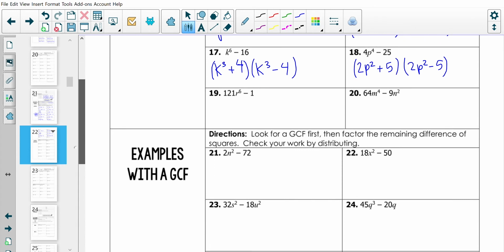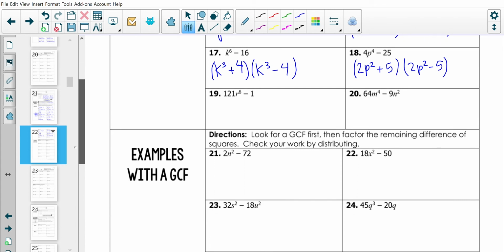Square root of 121 is 11. Remember, your r exponent would be 3. Square root of 1 is 1. So you have plus 1 and minus 1. All right, last one like this.